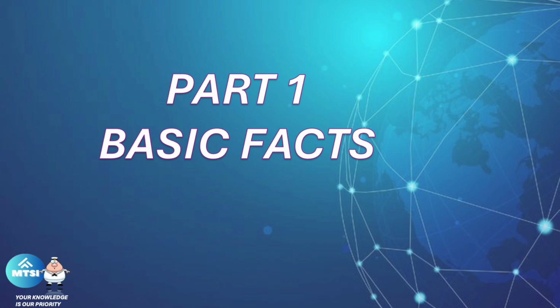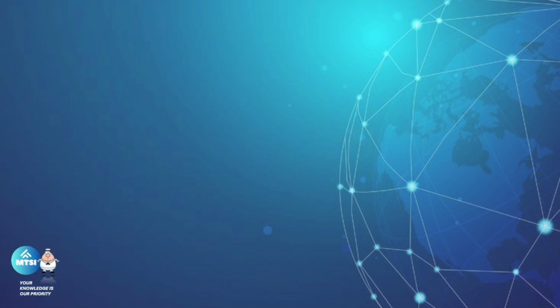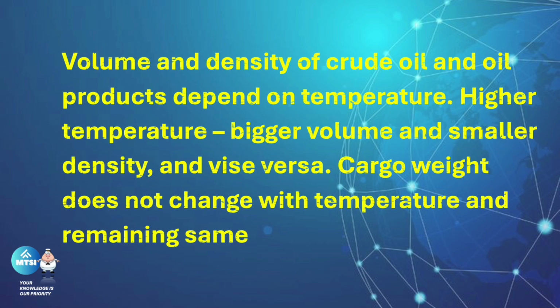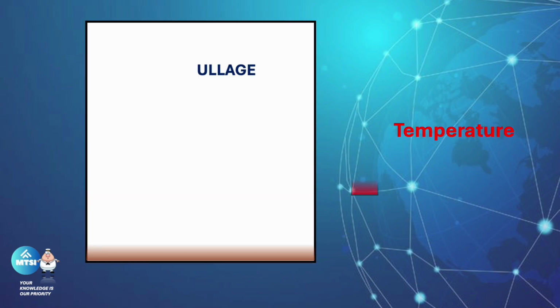Part 1, Basic Facts. The final goal of cargo quantity calculations is to find cargo volume at standard temperature and cargo weight in tons. Volume and density of crude oil and oil products depend on temperature. Higher temperature, bigger volume and smaller density, and vice versa. Cargo weight does not change with temperature and remains the same.